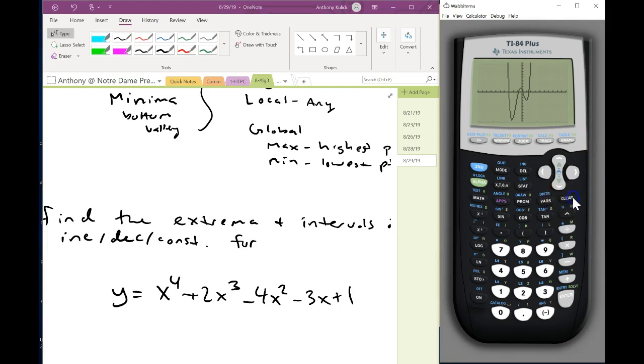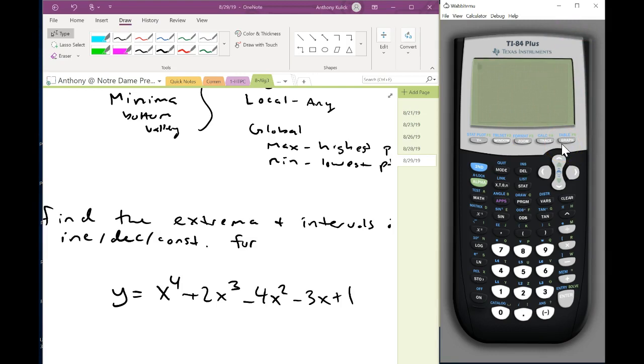So, the first thing we want to do is turn our calculator on. The on button is located in the lower left-hand corner. When you turn your calculator on, it should bring you to the home screen. Your cursor should be flashing somewhere on the home screen. Mine is blank. If you were working on something prior, you probably have some calculations on there already.